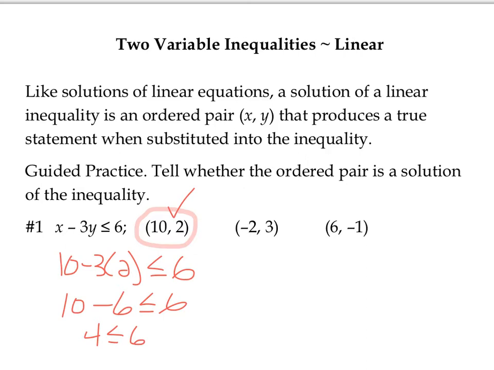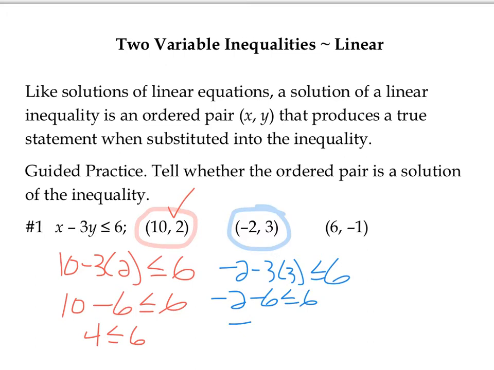The next ordered pair is (-2, 3). If we plug those values in, we plug in a negative 2 for x minus 3 times 3 less than or equal to 6. And that's going to be negative 2 minus 9... negative 8 is less than or equal to 6. Also true. (-2, 3) is a solution for that inequality.